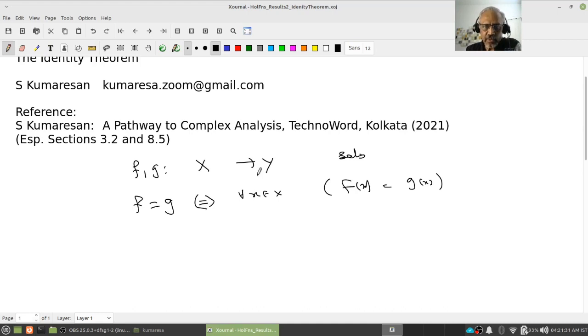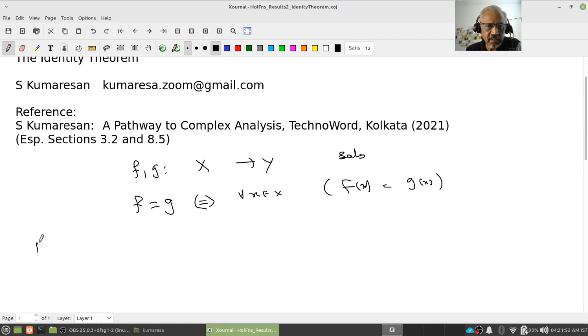But if X and Y have additional structures and f and g also have additional properties, then we may cut down our work. Instead of checking for all x in X that f(x) equals g(x), we may be able to reduce our work. What do I mean by that? Let us look at some examples.